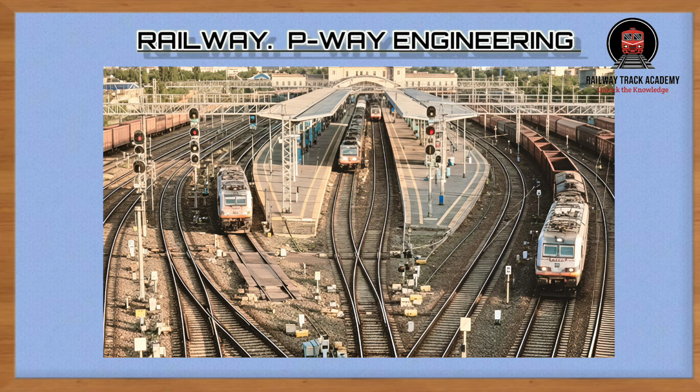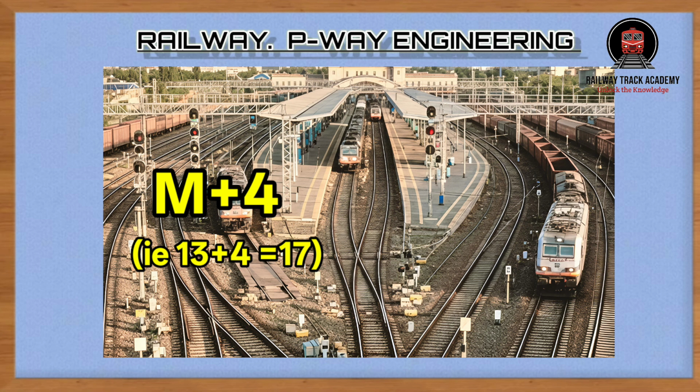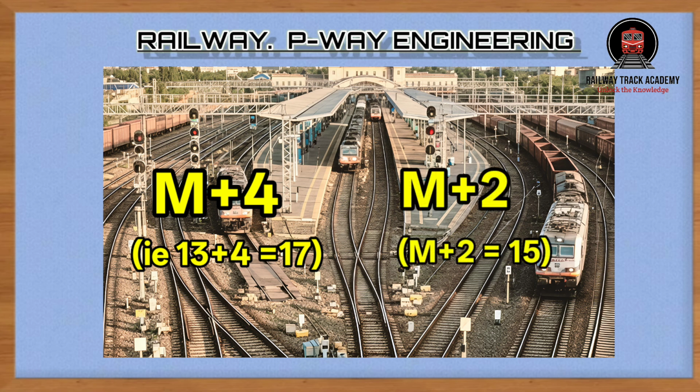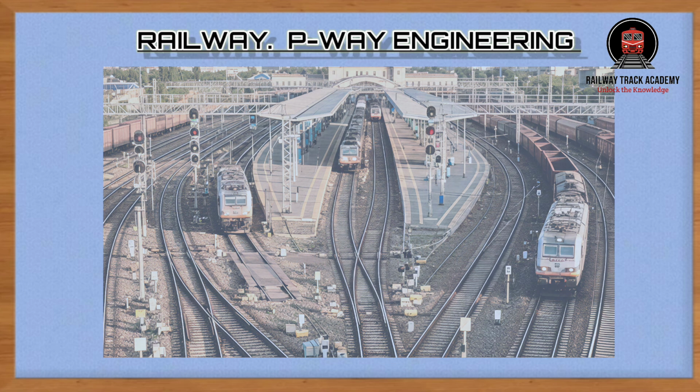For running lines and busy yard lines, the density should be m plus 4. For less busy yard lines, m plus 2 is recommended. Please remember, these m plus 4 and m plus 2 standards were as per older norms. According to the latest amendments of IRPWM, there are instructions to increase the density in major yard lines as well.